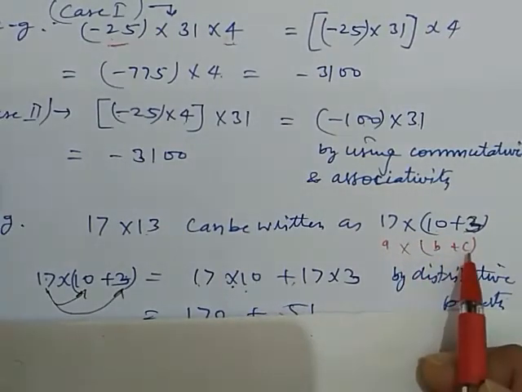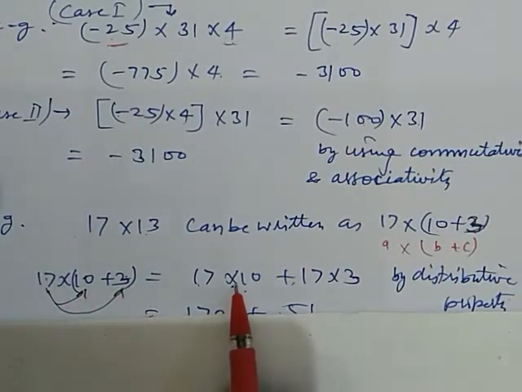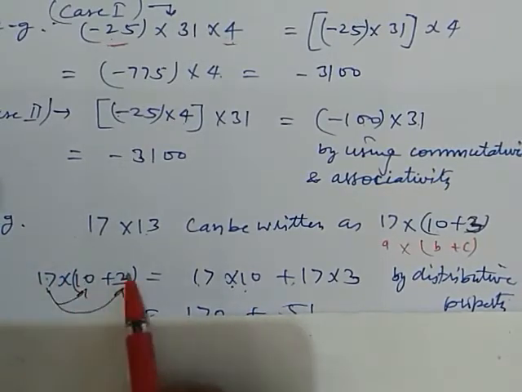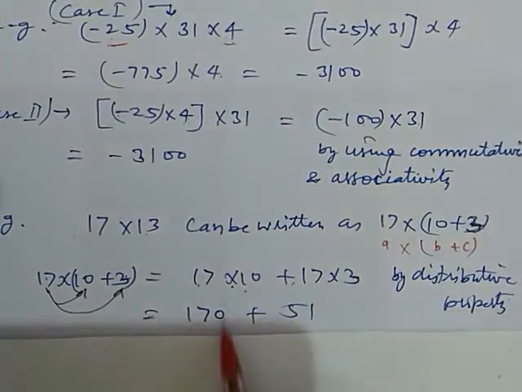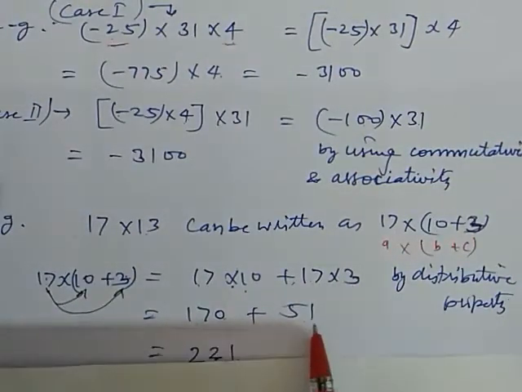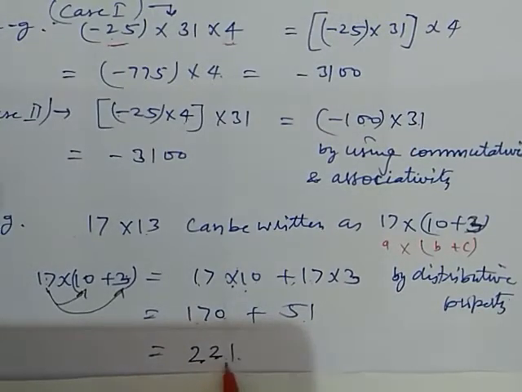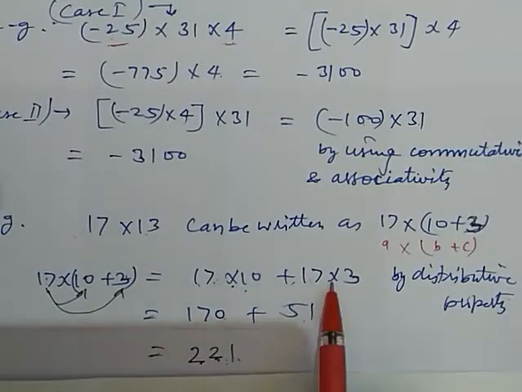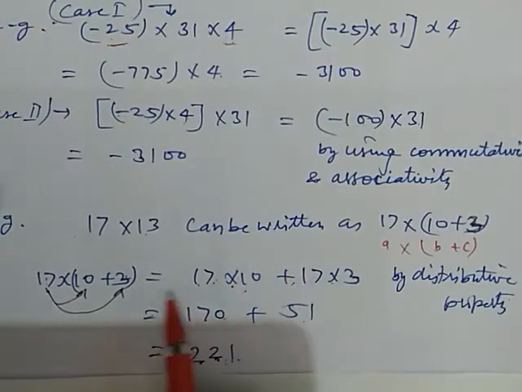The distributive property. By using the distributive property, we directly multiply these two numbers by 17 and we get the result. So 17 into 10 and 17 into 3. This is 170 plus 17 into 3, 51. Now add, we get 221. So by using the distributive property, this way we found the result. Sometimes we may use the converse of this. If numbers are written in this form, then we convert them into this form by taking common. That is the converse of distributivity.